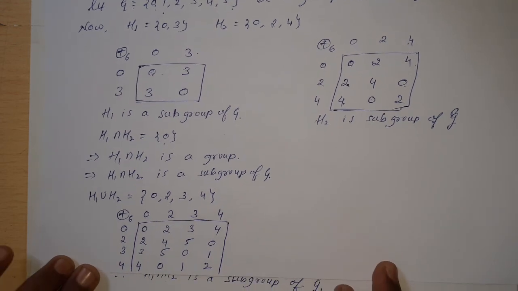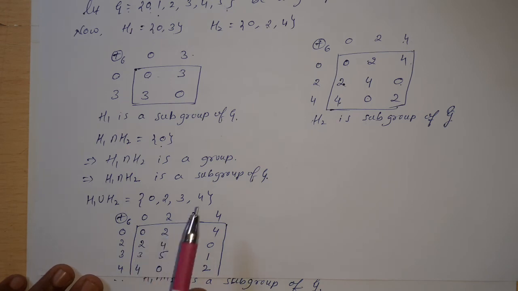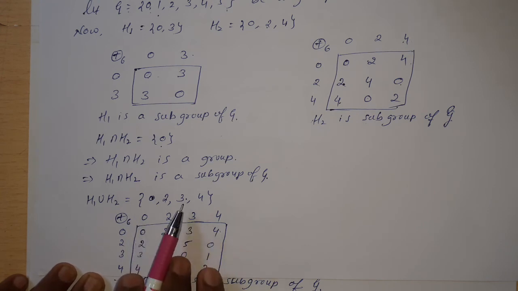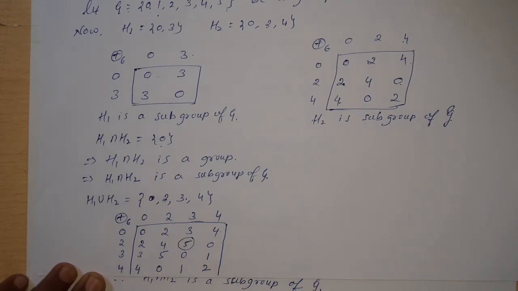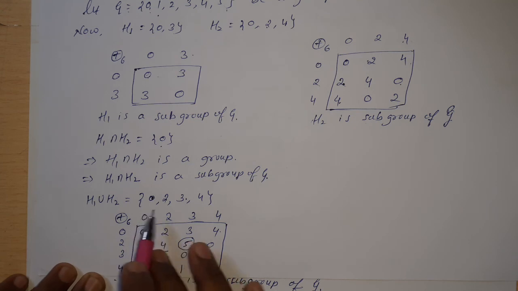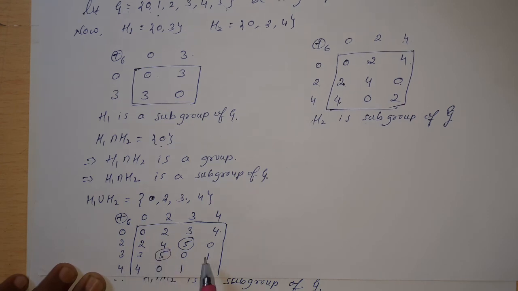Now look at the elements of this table. Here we have only 0, 2, 3 and 4 in H1 union H2. In the first row all the elements belong to H1 union H2, but in the second row we have 5, right? So this 5 does not belong to {0, 2, 3, 4}, that is H1 union H2. Then here also 5 and 1. So these two elements do not belong to the given set. Here also 1 does not belong to H1 union H2. So the first property only failed.